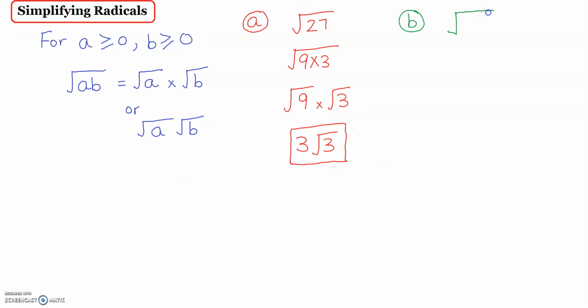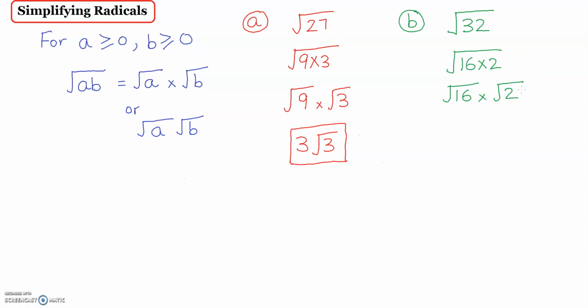Let's say square root of 32. Again, I'm going to find two factors, one of which is a perfect square. So I can write this here. 16 times 2 is 32. So I will write 16 times 2. Then I will rewrite as two radicals. So I will write this 16 separate and 2 separate with the square root on the top.